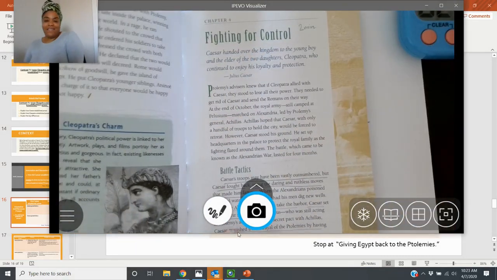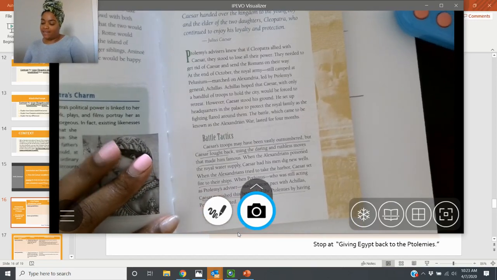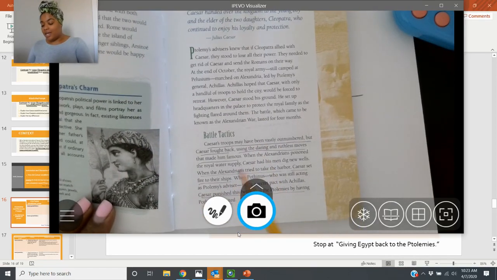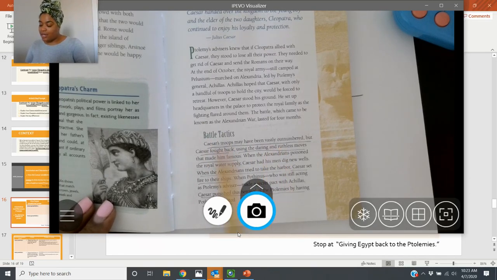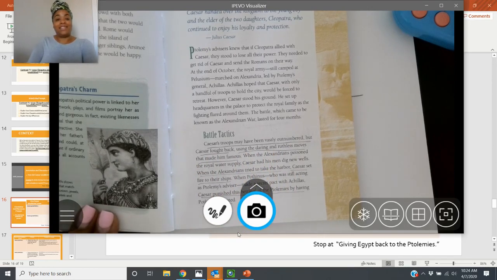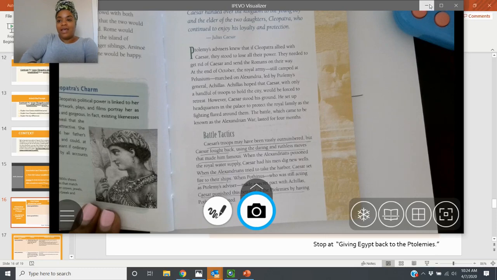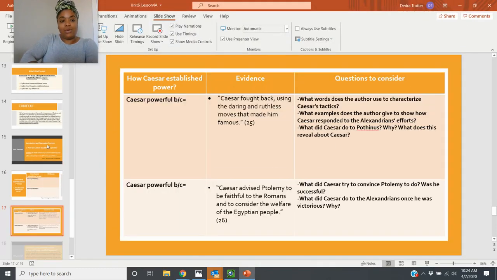Come with me to the very bottom of page 25, and you can see that I have annotated. I am using: Caesar's troops may have been vastly outnumbered, but Caesar fought back, using the daring and ruthless moves that made him famous. Ding, ding, ding, vocabulary word. Again, Caesar's troops may have been vastly outnumbered, but Caesar fought back, using the daring and ruthless moves that made him famous.